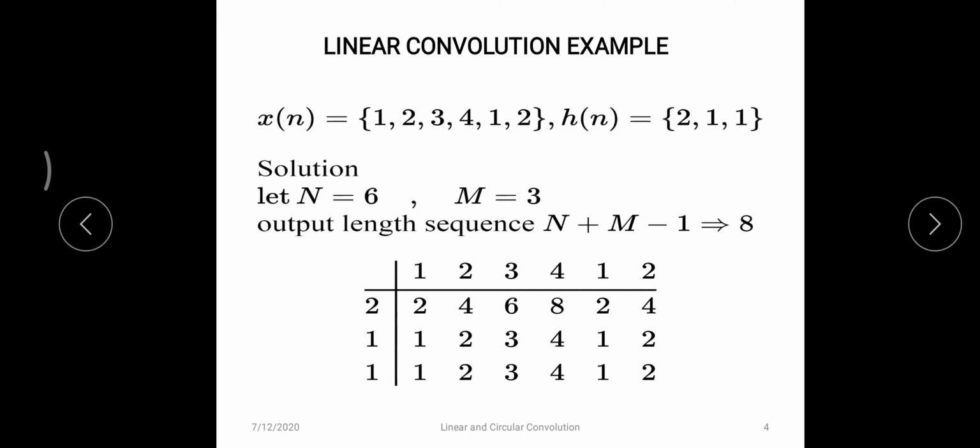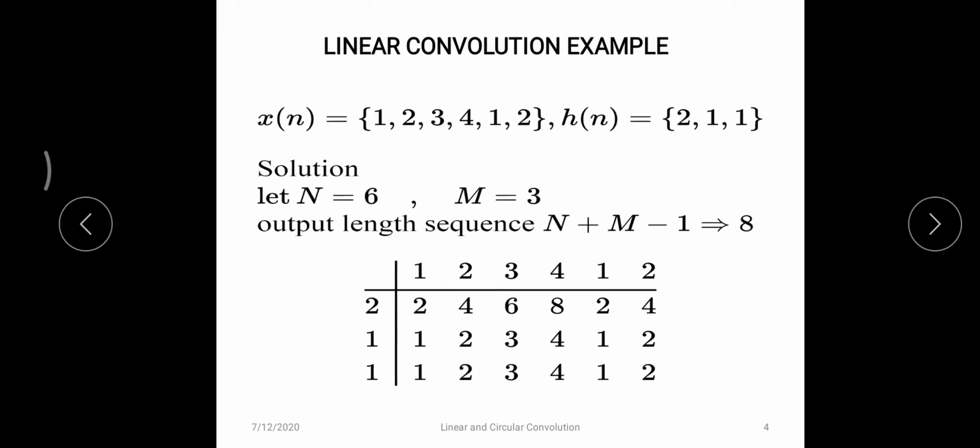Let us consider linear convolution now. First, let us take the input to the system, x of n, which is a discrete input. They have given 6 samples. The samples are 1, 2, 3, 4, 1 and 2. The impulse response of the system, h of n, is 2, 1 and 1. Now they are asking us to compute the output of the system by using linear convolution.